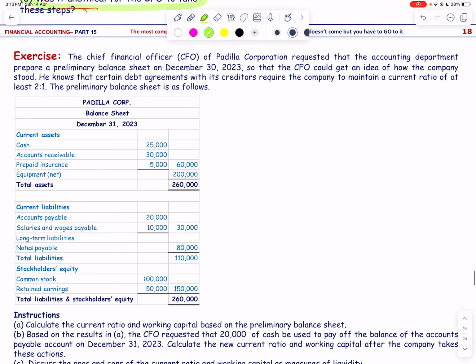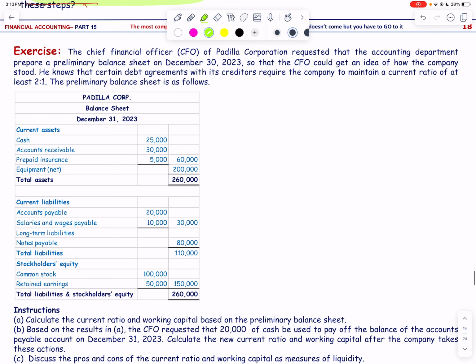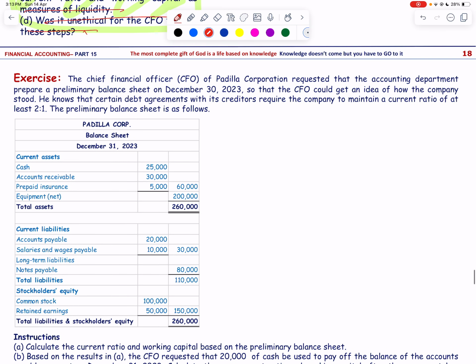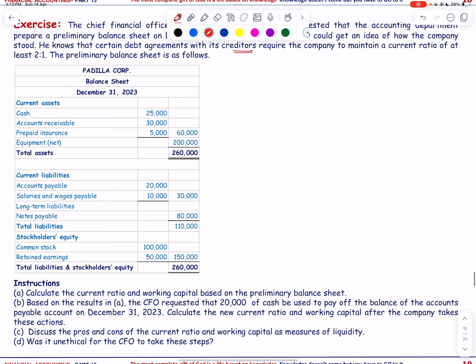Let us move on to the next exercise. The chief financial officer of Padilla Corporation requested that the accounting department prepare a preliminary balance sheet so that the CFO could get an idea of how the company stood. He knows that certain debt agreements with its creditors require the company to maintain a current ratio of at least 2:1. Okay, so we have to calculate the current ratio and working capital based on the preliminary balance sheet.